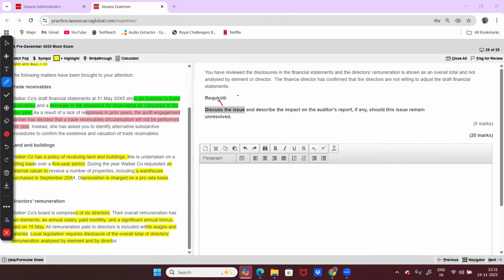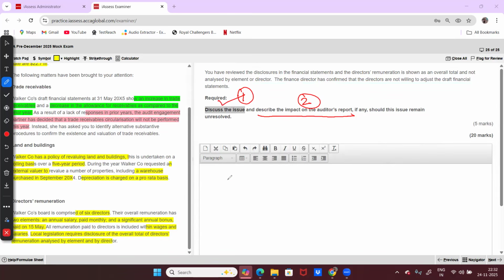It says describe the issue, one requirement, and describe the impact on the auditor's report, second question: if any, should this issue remain unresolved? Now, a lot of people come up to me because I have a certain way of answering every question. I will show you for this question also.